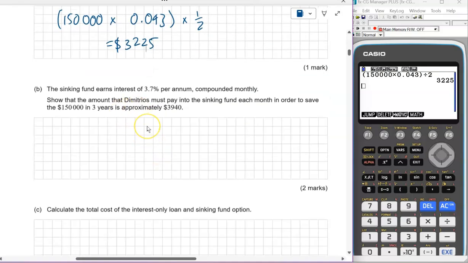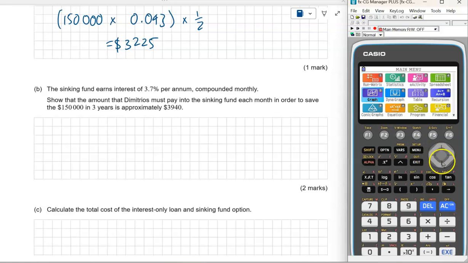The sinking fund earns an interest of 3.7% per annum, which is compounded monthly. Show that the amount that Demetrios must pay into the sinking fund each month in order to save the $150,000 in 3 years is approximately $3,940. So here we're going to head into our graphics calculator, finance function.